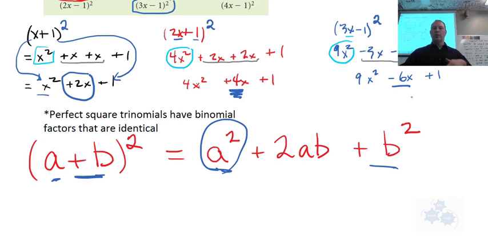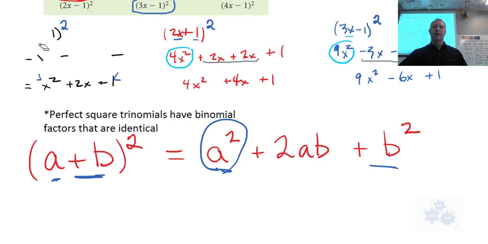So what I want you to see is that there's a pattern in multiplying a binomial times itself. There's also going to be a pattern when you look at the trinomial, like this, and you're trying to go back to the binomial. So let's just say I give you this trinomial right here, and I tell you that it's a perfect square trinomial. So you automatically know that it has two identical factors.